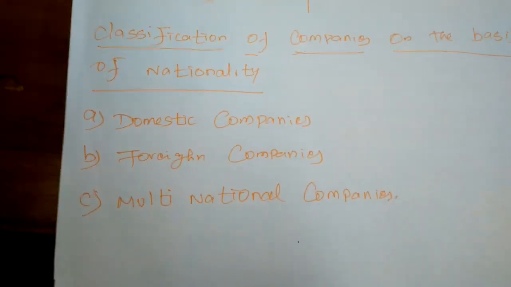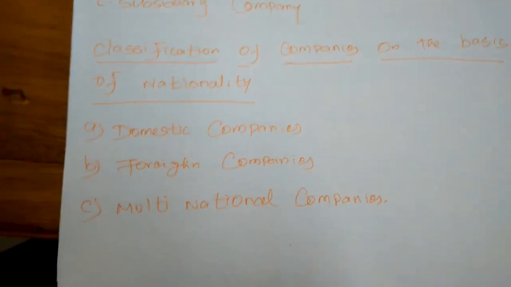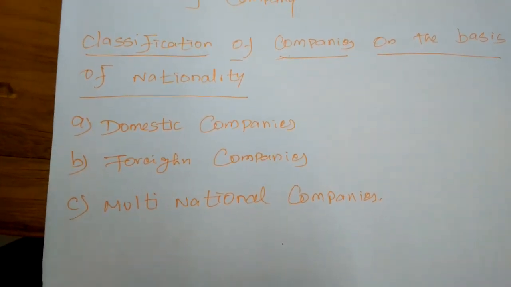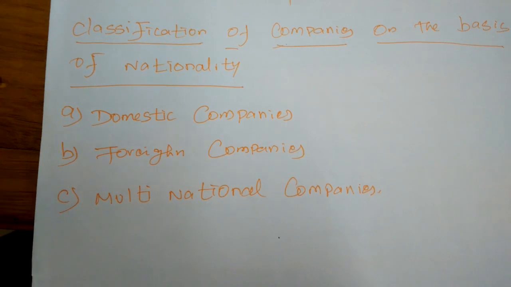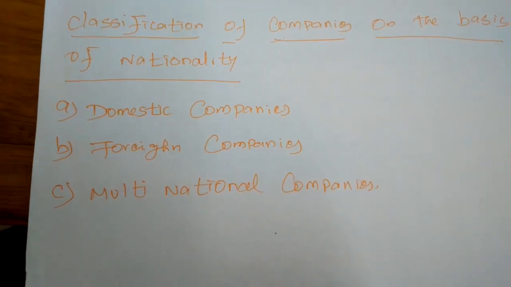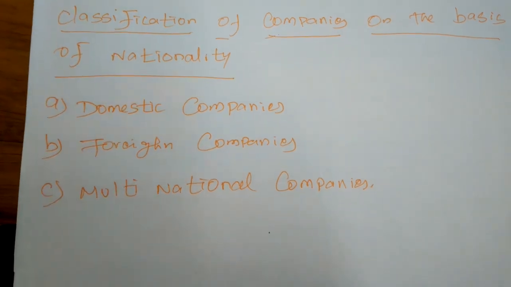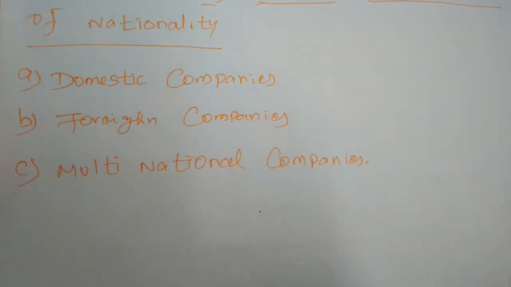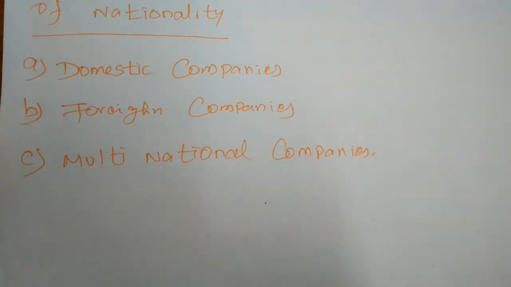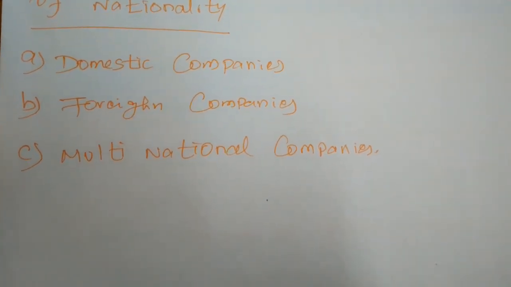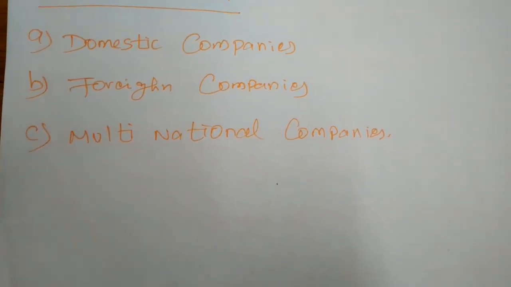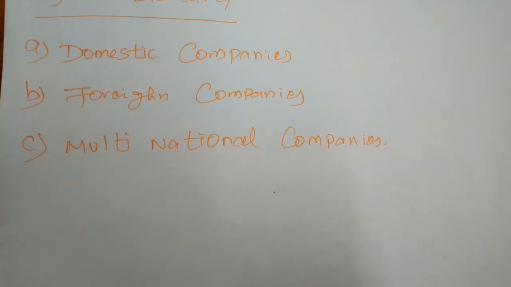Next, on the basis of nationality, we can classify the companies into three types. First one is domestic companies. Domestic companies are companies whose undertakings are all conducted within the boundaries of one nation. The buying and selling activities, production and distribution, everything undertaken within the boundaries of one nation, is called a domestic company.